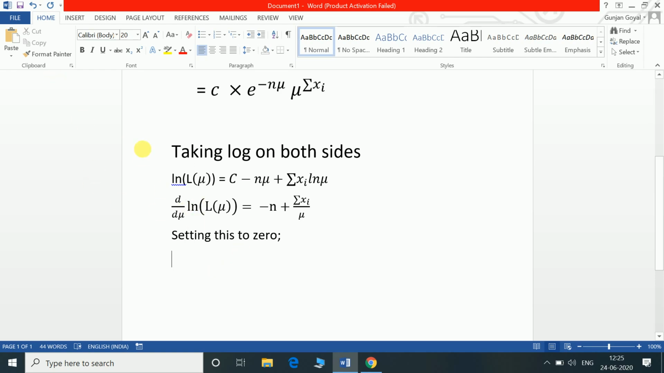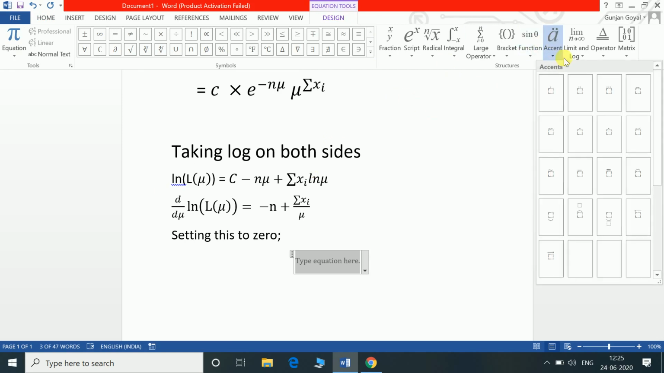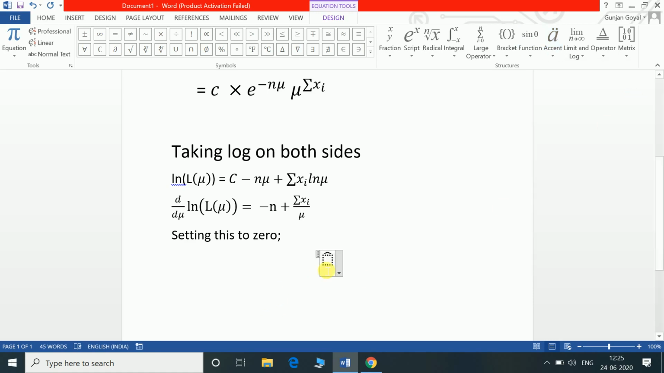Now how will you write mu hat? Again, alt equal to, I'll go to this accent, and in this value is my hat. Okay, and I'll just write divided by mu. Okay, this gives you mu hat is equal to, now see, you have to come out of your highlighted area, otherwise this hat will go on.